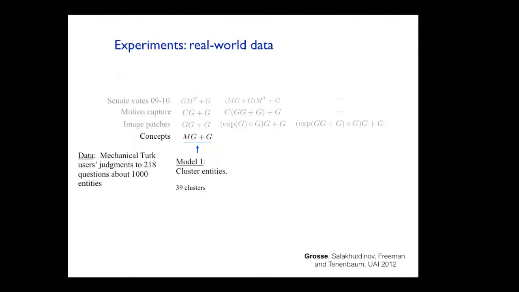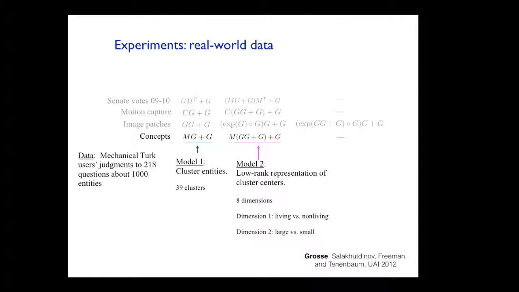In the first step, what our system does is it clusters the entities. In particular, it finds 39 different clusters, and they tend to be fairly interpretable things, like buildings, tools, foods, and so on. In the second step, it finds a low-rank representation of the cluster centers. And it finds an 8-dimensional space, but the two largest dimensions correspond, first of all, to living versus non-living, and then second, to large versus small.